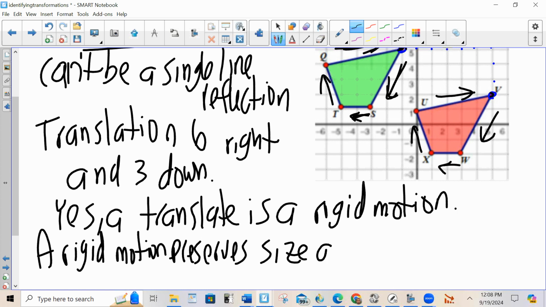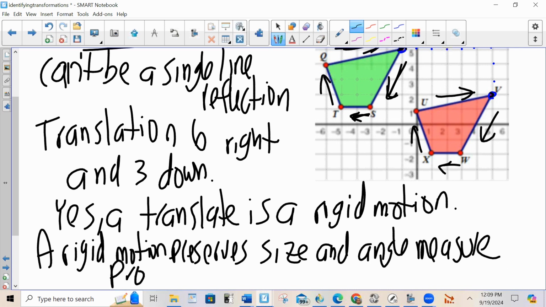A rigid motion preserves size and angle measure, producing a congruent figure. It's always the same definition. So whenever you do a translation, a rotation, or a reflection, and it says, are they congruent? The answer is always yes. Whatever I did is a rigid motion. A rigid motion preserves size and angle measure, producing a congruent figure.